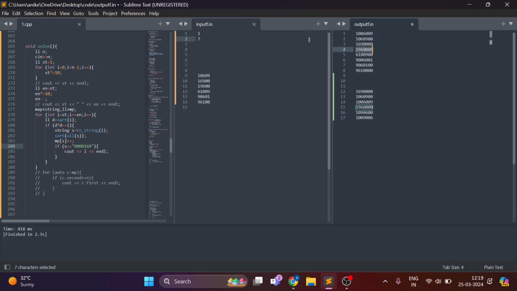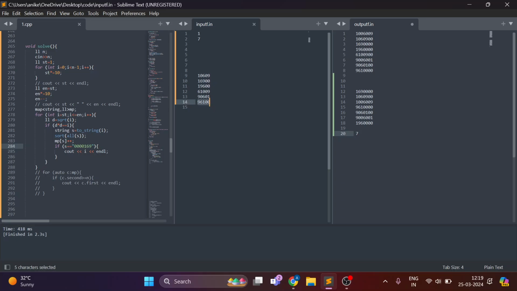I think 1960 is not, so 1960 doesn't work. 96100 works. 9060100 and 06001, and last just one number which is just 196 and 40. Now this is the type of pattern, and I got 3 from 169, 3 from 961, and 1 from 196. So I got 7 answers, 7 numbers, and we have to print n numbers only.